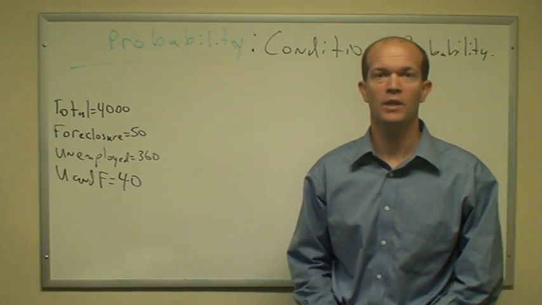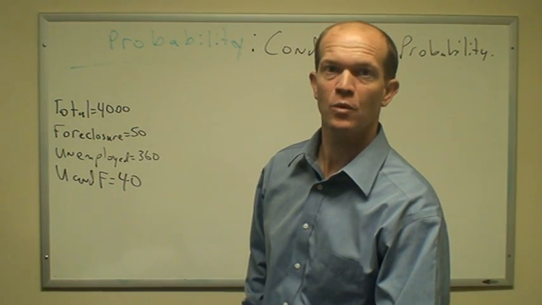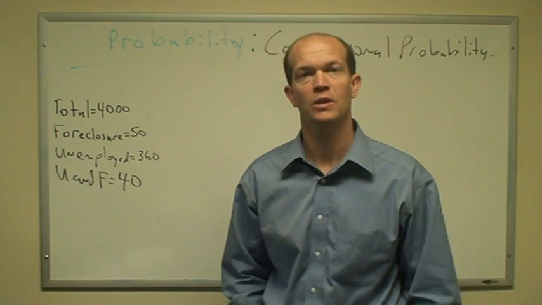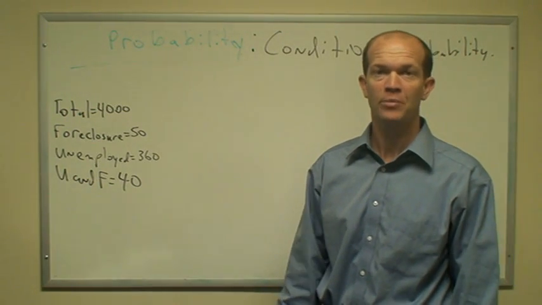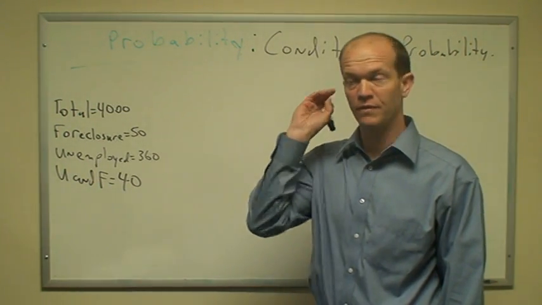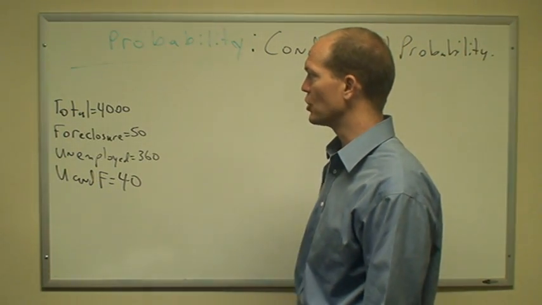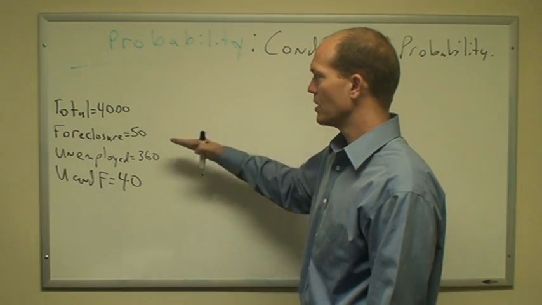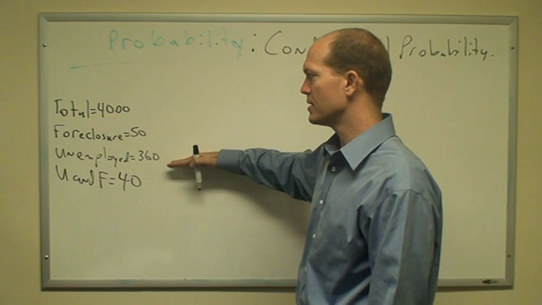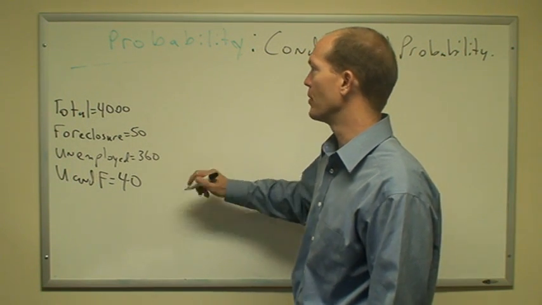In this video, we're going to talk about conditional probabilities. Before we define what a conditional probability is, we'll look at an example to help us see exactly what this should involve. In this example, we're talking about a total of 4,000 people, some of whom are going through a foreclosure process, some of whom are unemployed, and some are both.